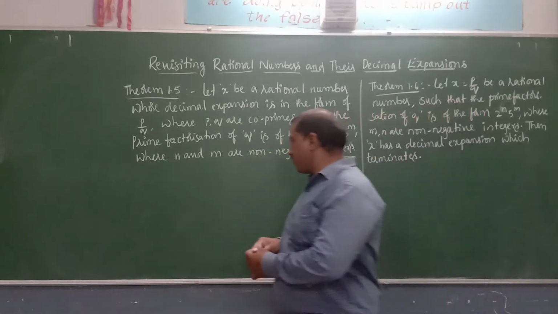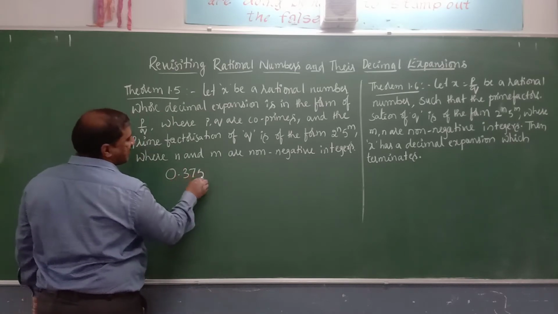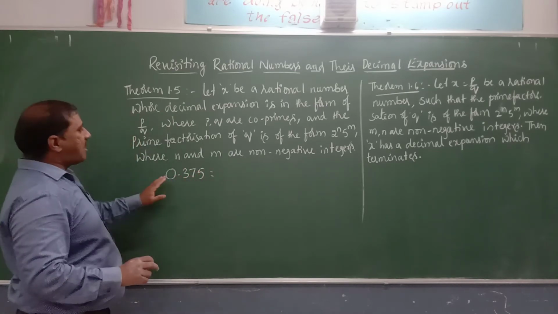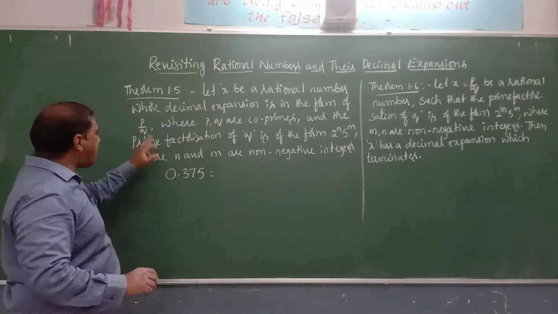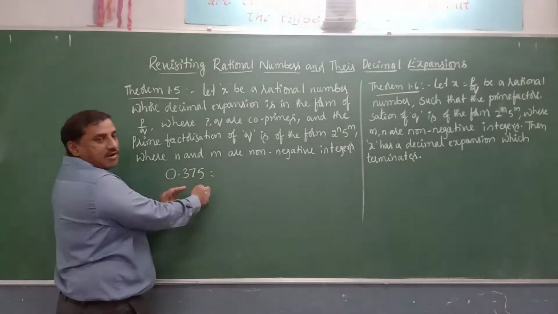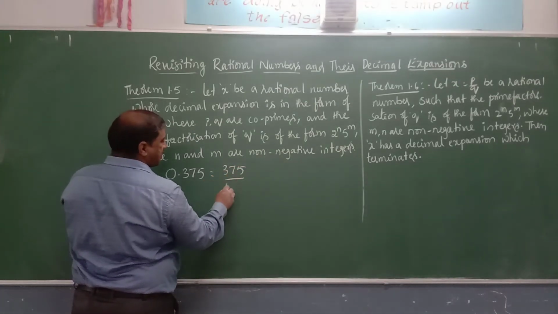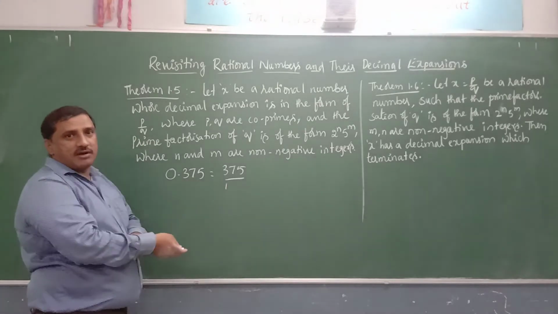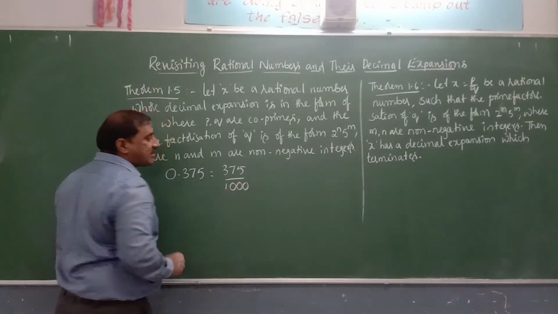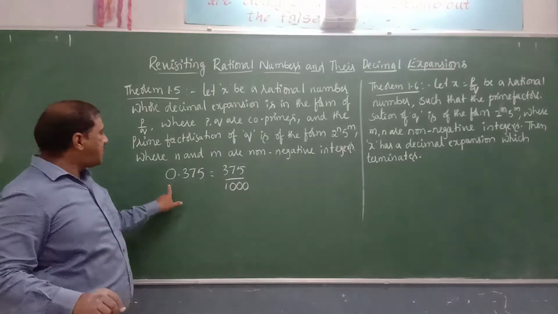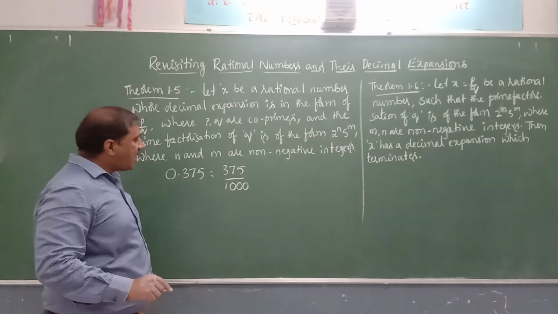Now see, for example, 0.375. It is a decimal number and it is a rational number, so its decimal expansion is in the form of p by q. We can write this as 375 by something. There are 3 digits after the decimal point, so the denominator will have 3 zeros, that is 1000. So 0.375 is equal to 375 by 1000.